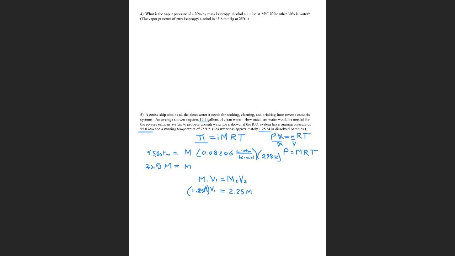I also know that the volume is going to be, well, actually, I don't know what the concentrated volume is. All I know is that I'm taking out 17.2 gallons of clean water. So I know that I'm going to take whatever the original amount was, V1, minus 17.2 gallons.